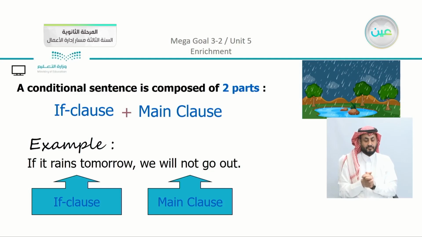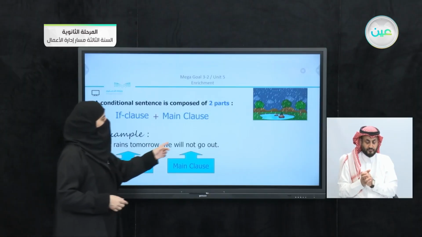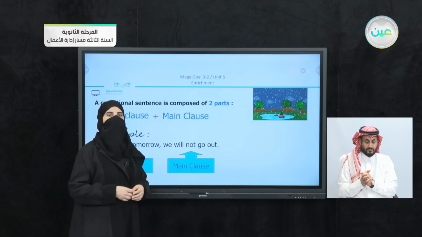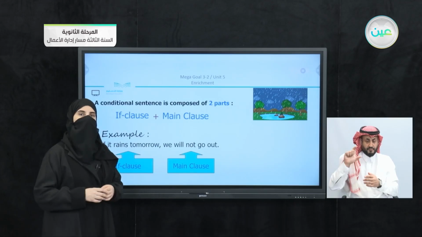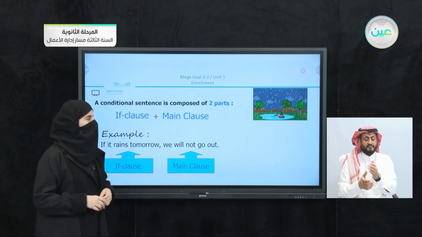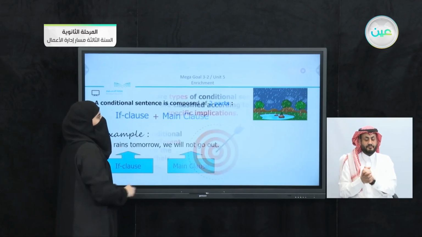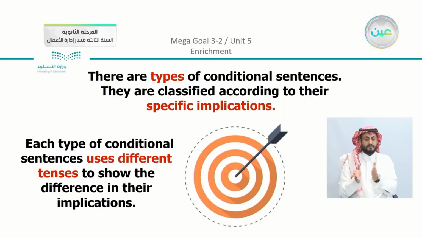We have here, if it rains, using the present simple with if. And in the other part of the sentence, we will not go out. You can see that we have here will, and after will, there is the base form of the verb, the affirmative. Now let's read together and refresh our memories.